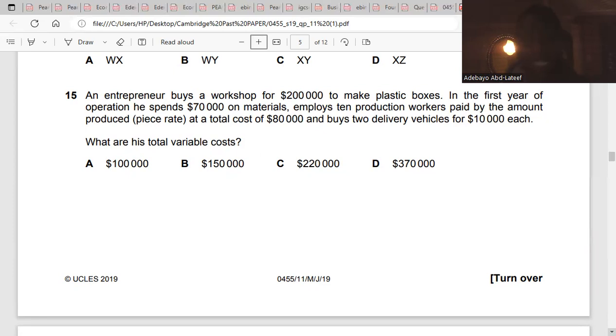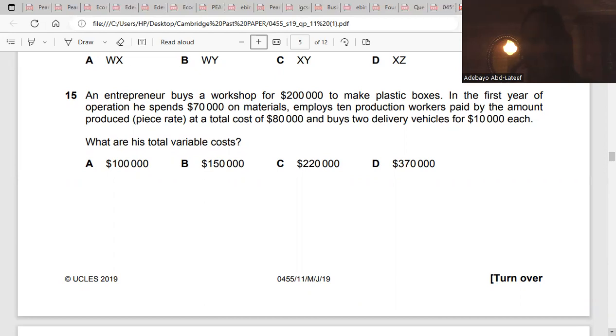A workshop is bought, that is fixed. It's a fixed asset, which is fixed cost. Then he spends $70,000 on materials. Materials are variable because the more materials you buy, the more production you could make. So materials is a variable cost, which is 70,000. It employs 10 production workers paid by the amount produced. That's piece rate. When we talk about piece rate, it means you pay workers based on the quantities they produced. So that is variable also.